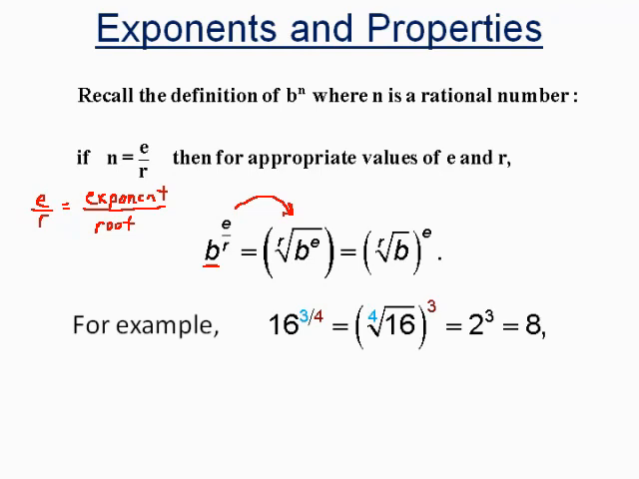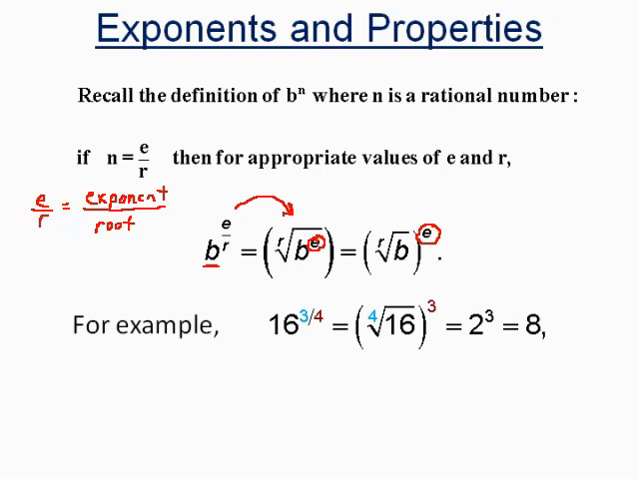So b to the e over r power will be the rth root of b raised to the e exponent. And notice that exponent, you can leave it inside with the b under the radical, or you can bring it outside to get the same thing. So let's take some numbers here.